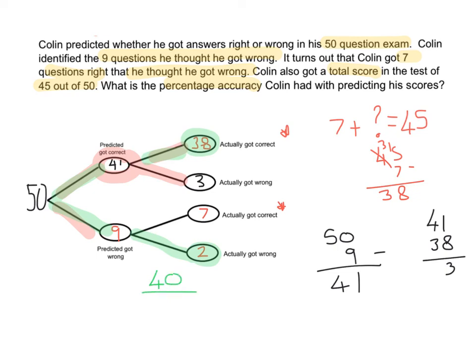And it's 40 out of the total 50 marks. Now I need to turn that into a percentage. To turn it into a percentage, I need to make the bottom, the denominator, 100. So I'm multiplying by 2 here, multiplying by 2 here, which is 80. So he was actually 80% correct, 80% accurate.